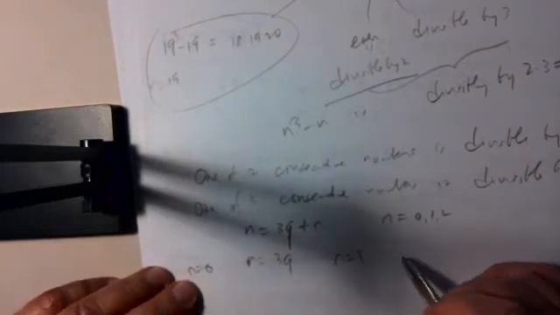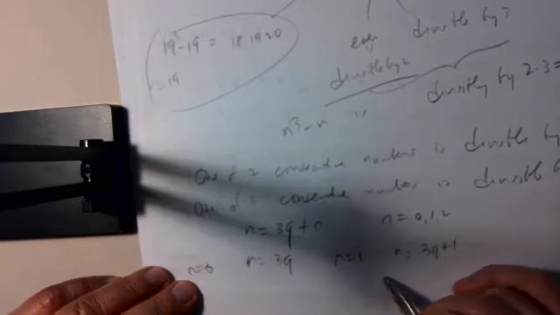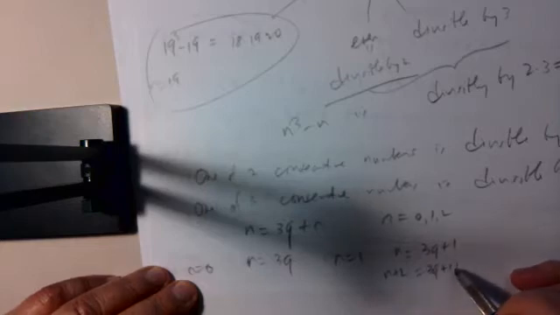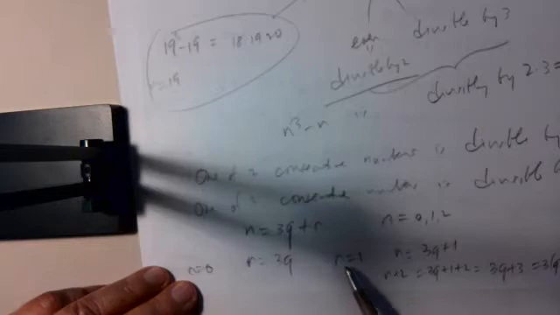If the remainder is 1, n is 3q plus 1. So n plus 2 is 3q plus 1 plus 2, which is 3q plus 3, which is 3 times q plus 1. So if the remainder is 1, n plus 2 is divisible by 3.